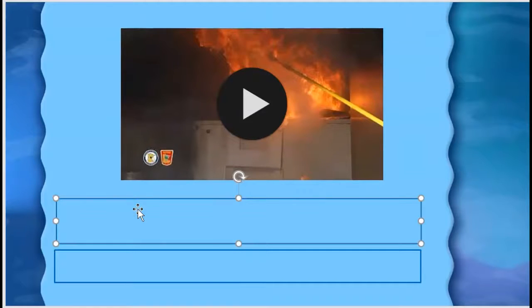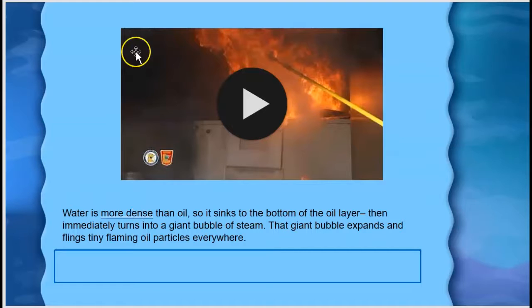And you kind of think about why this is. Water is more dense than most oil. And so when you pour the water in, it immediately sinks to the bottom of the oil layer, but then it gets incredibly hot and starts to boil into a giant bubble of steam. Well, we know from our last unit that temperature and volume of a gas are directly proportional. So as it turns into gas and it gets really hot, that giant bubble expands, and now it's flinging tiny flaming oil particles everywhere.